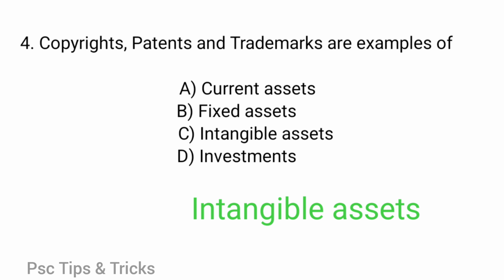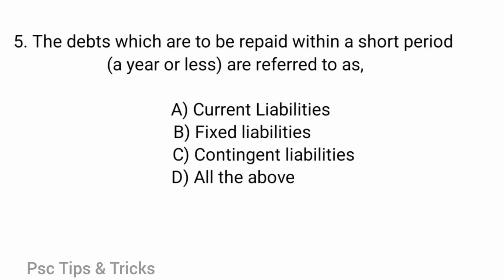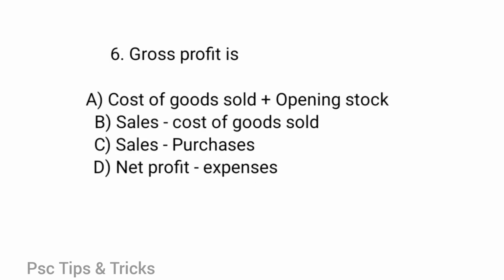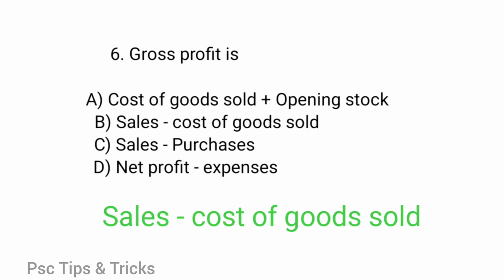Intangible assets. The debts which are to be repaid within a short period, that is a year or less, are referred to as current liabilities, fixed liabilities, contingent liabilities, all the above. Current liabilities. Gross profit is options: cost of goods sold plus opening stock, sales minus cost of goods sold, sales minus purchases, net profit minus expenses. Sales minus cost of goods sold.